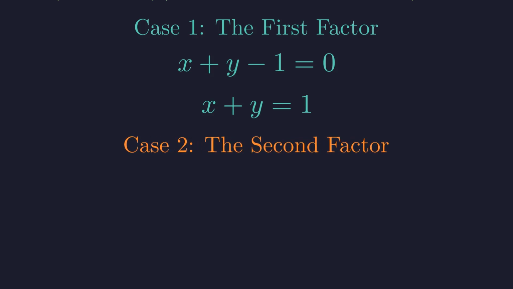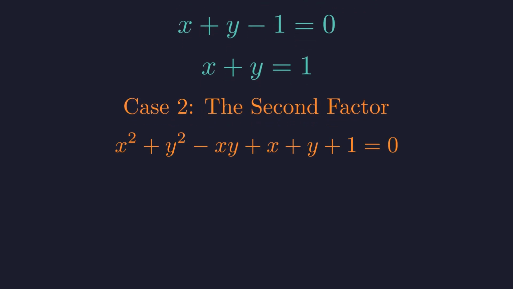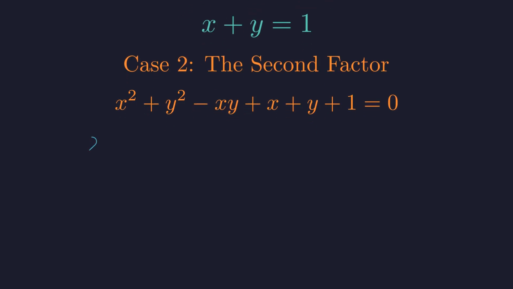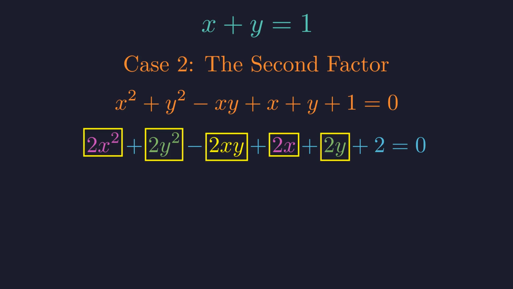Now let's tackle the second, more complicated factor. Let's see what this equation represents. Here's a neat trick. Multiply the whole equation by 2. This will make it easier to complete the square. Let's rearrange the terms to reveal some perfect squares. x minus y squared, x plus 1 squared, and y plus 1 squared.